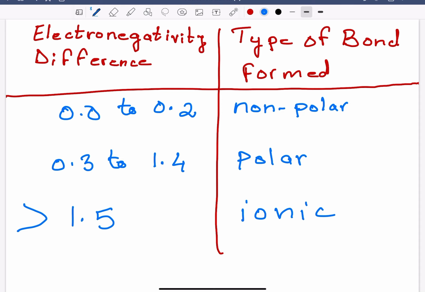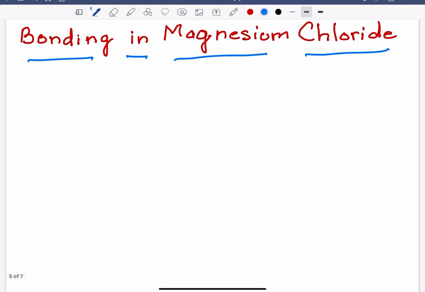Another way to identify is when one is a metal and the other one is a non-metal. When the elements are metal and non-metal, then it will be an ionic bond. And if both are non-metals, then it will be a covalent bond.